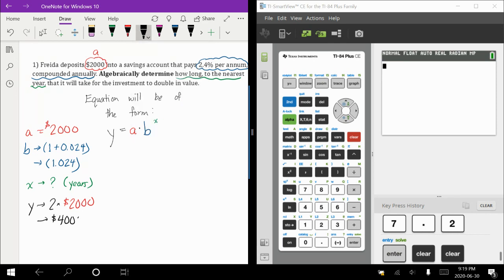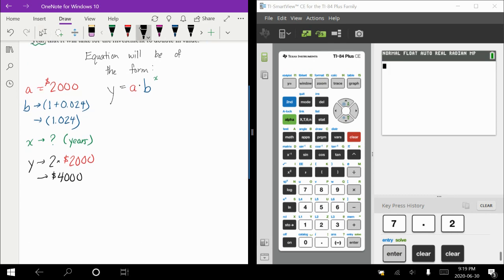So now we have all the information we need to plug into this formula. So the y value is 4,000. The A value is 2,000. The B value is 1.024. And x is what we are trying to solve for.